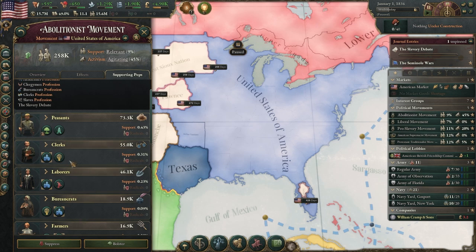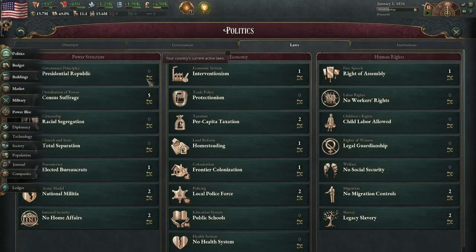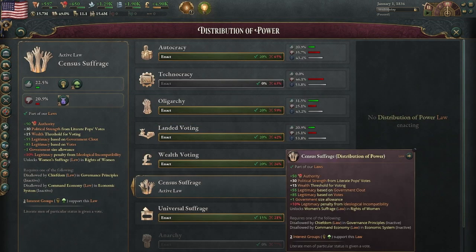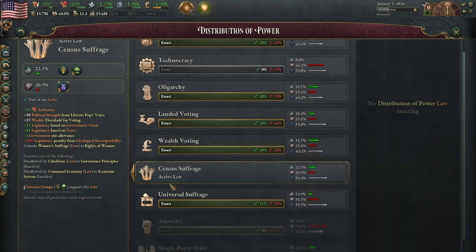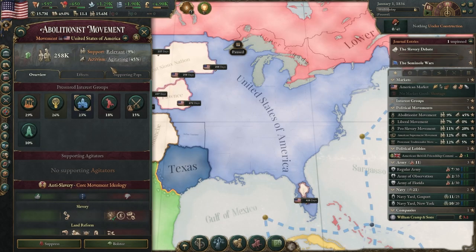So if you want to make a movement more powerful, look at the POPs who support it and what their political power is. Changing your distribution of power law might give a movement more or less political strength based on who that law will allow to vote and how much political strength it gives them. So all of this is to show what this support number means. The support of the abolitionist movement is relatively low right now.